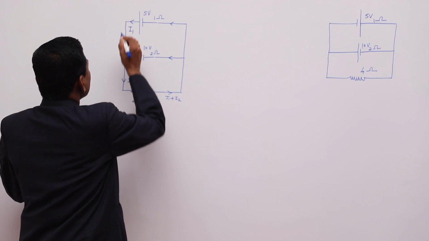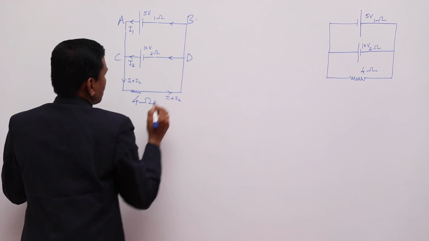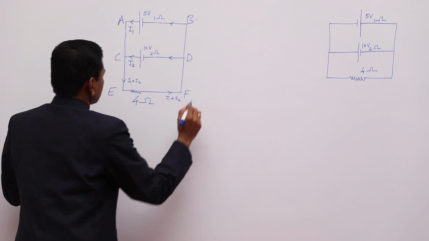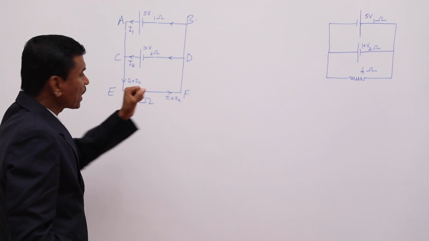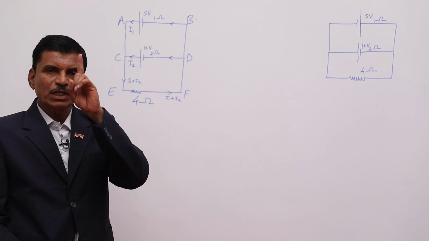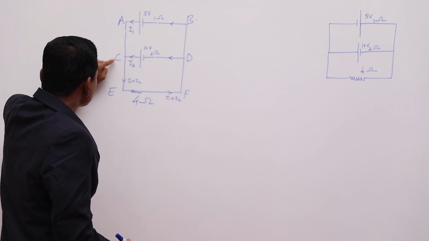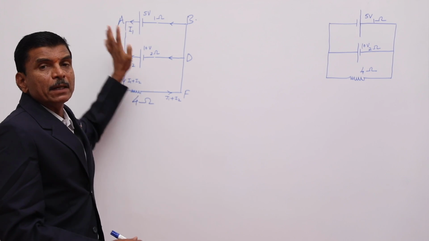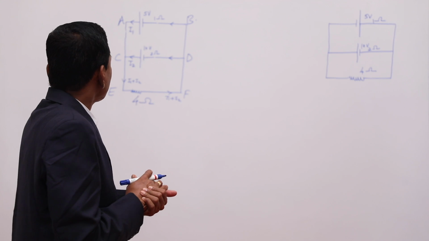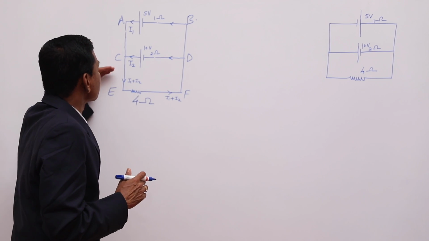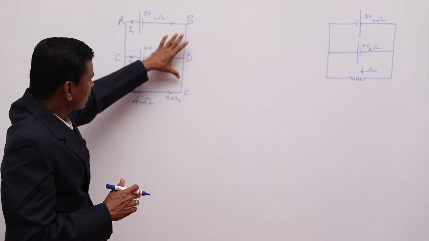Second thing, give names to the junctions A, B, C, D, E, F. Actually, A point, C point, E point, all these points are the same point. There is only one junction and it has 3 branches. But if we give the same name A here also, then we will not be able to take the different loops, we will get jumbled, and that's why I have given different names A, C, E. In a similar way B, D, F are also the same point.